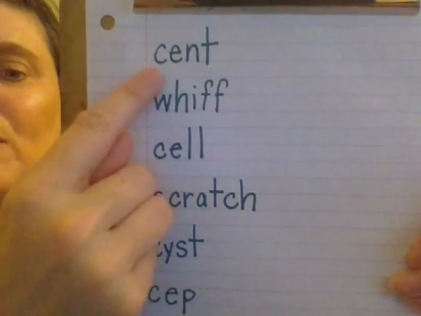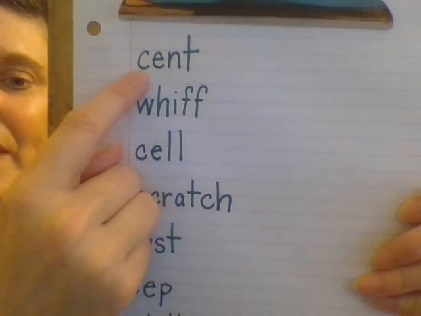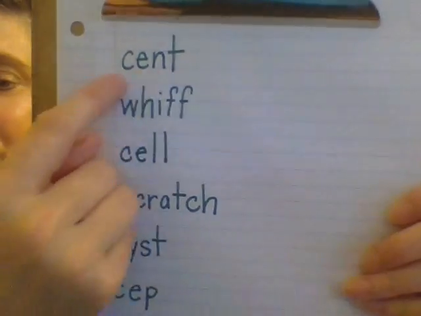All right, let's practice those sounds that we know in new words. Let's look here. Remember, when you have an E after a C, this says S. Here we go. Scent, scent.